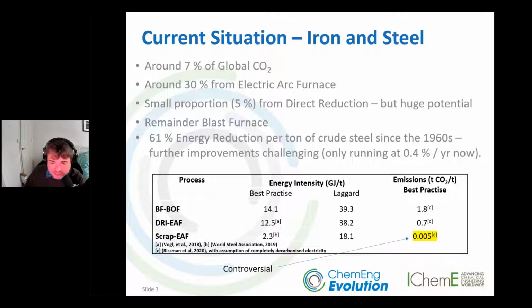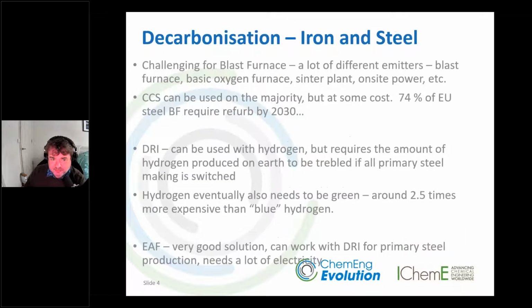And then electric arc furnace, if you've got a decarbonised amount of electricity, doesn't release very much at all. So decarbonisation is challenging for the blast furnace route. You've got a lot of different emitters on a steel site. You've got the blast furnace, you've got the basic oxygen furnace, the sinter plant, on-site power, etc. So you've got many different sources of CO2, and so it's not like a power station where you've got one smokestack and you can just try and capture the CO2 from that, and that's difficult enough anyway.